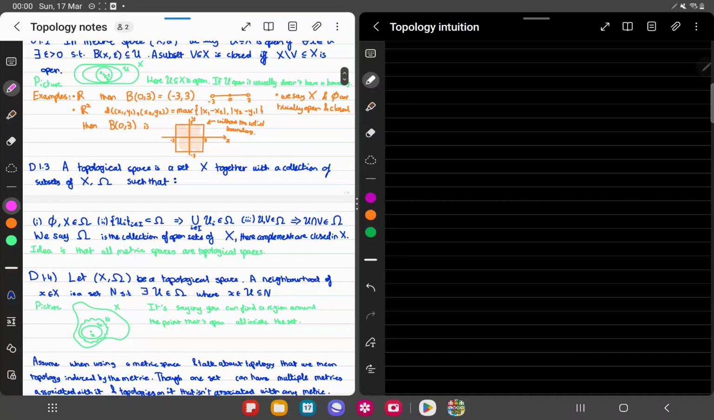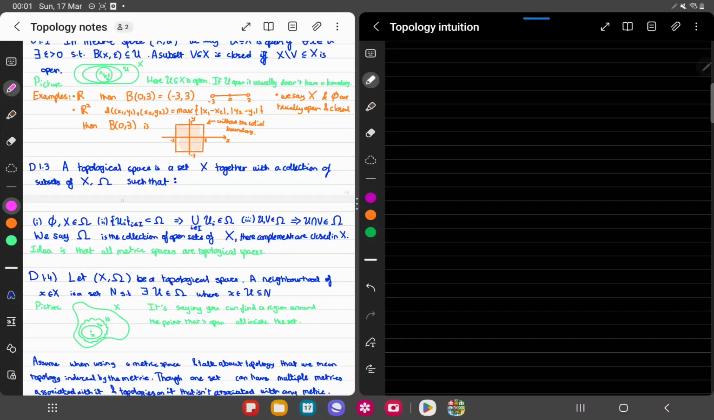Alright, definition 1.3. A topological space is a set X with a collection of subsets of X, omega, such that the empty set and the set itself are in omega. Here it's basically saying that both the empty set and the whole set are supposed to be in it. You can read this, of course. The most important part is that we say that omega is the collection of open sets of X. Their complements are closed in X.